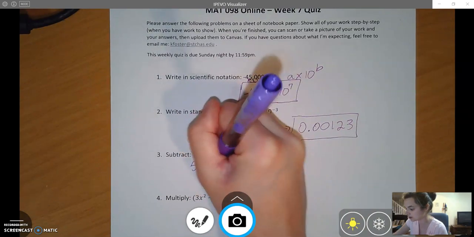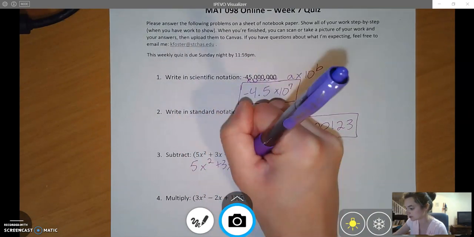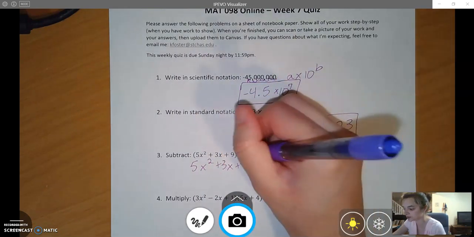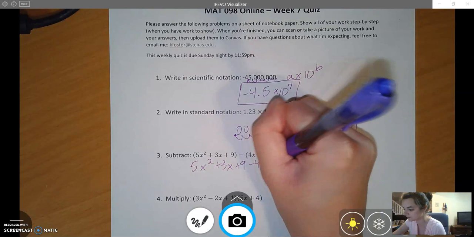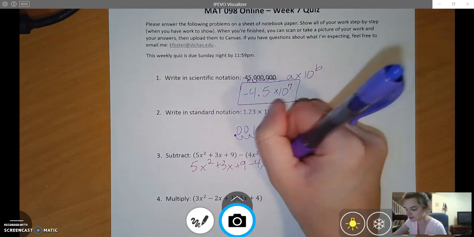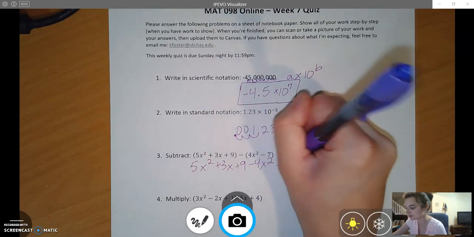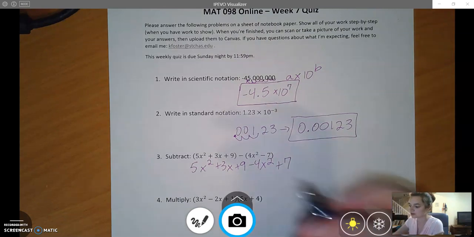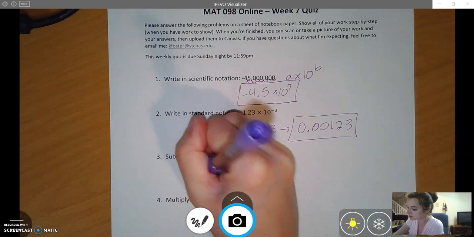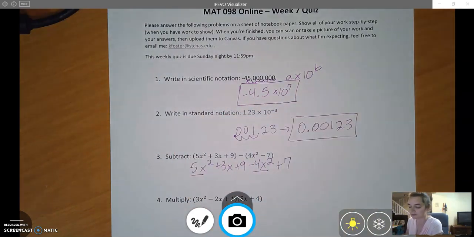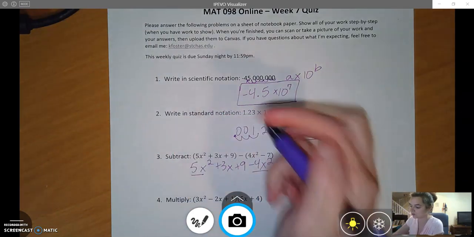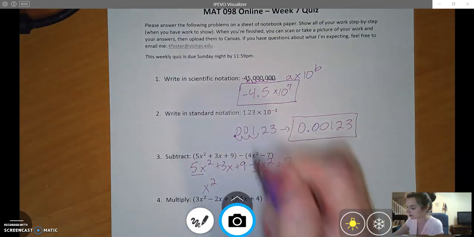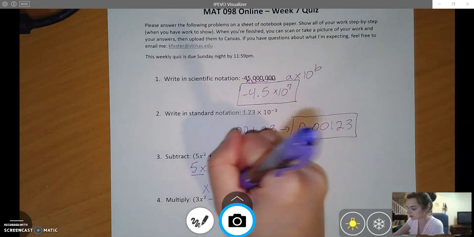It's 5x squared plus 3x plus 9. And I'll distribute the subtraction to the second polynomial. So we'll do a minus 4x squared and minus negative 7, which is the same as plus 7. Then I can look for like terms to add together. So my like terms, I've got x squared, so I've got 5x squared minus 4x squared, which would be 1x squared. I don't have any other x's, so I'll still have a plus 3x.